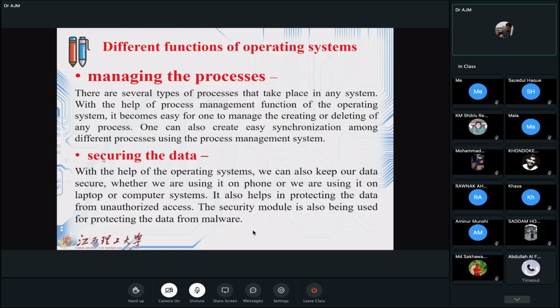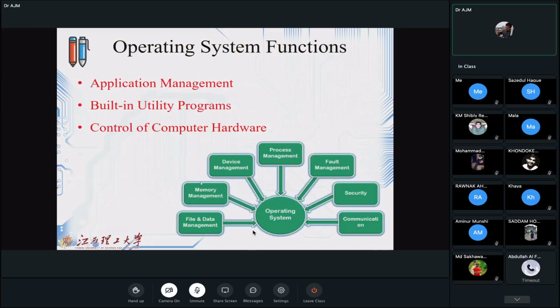Then, with the help of the OS, we can also keep our data secure, whether we are using it on a phone or on a laptop or computer system. It also helps in protecting the data from unauthorized access, and the security model is also used for protecting the data from some malware.